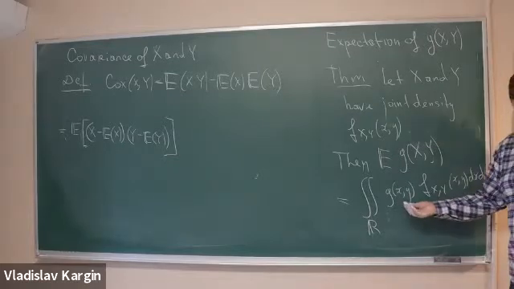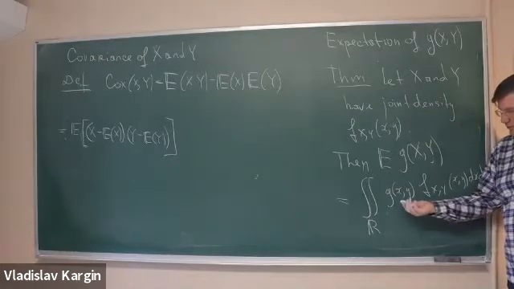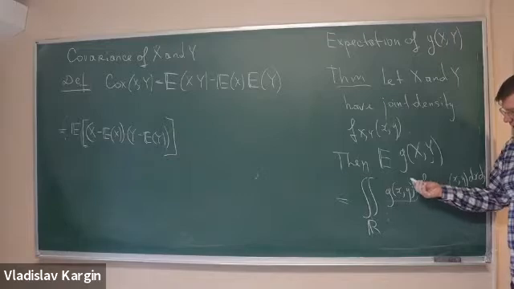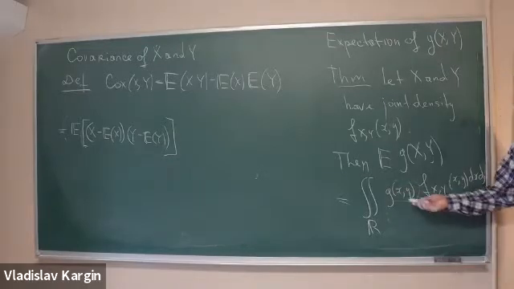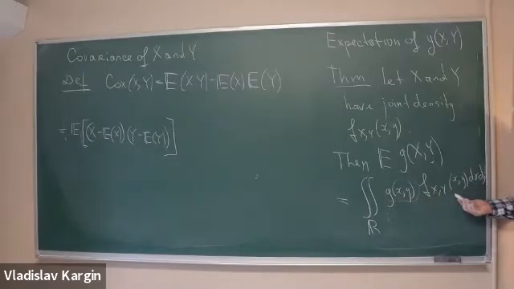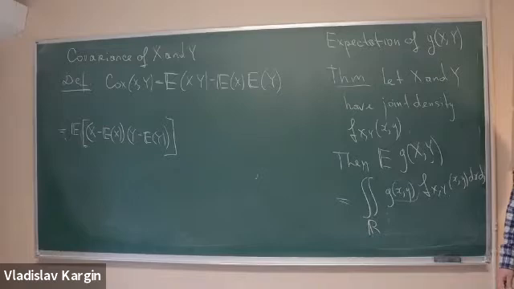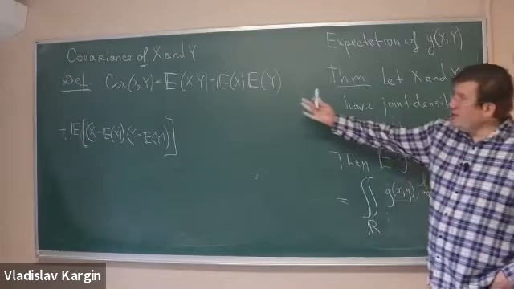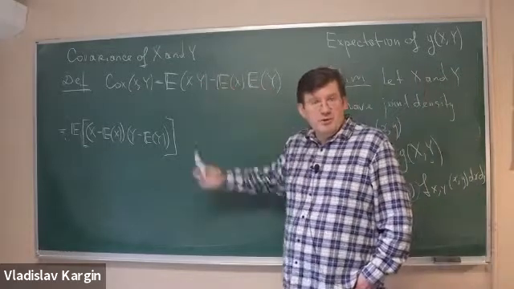So this is what you would expect. You take this function g of x, y multiplied by the joint density and integrate. This is very similar to what we did before for functions of one random variable. So in this particular case, you would integrate x multiplied by y.